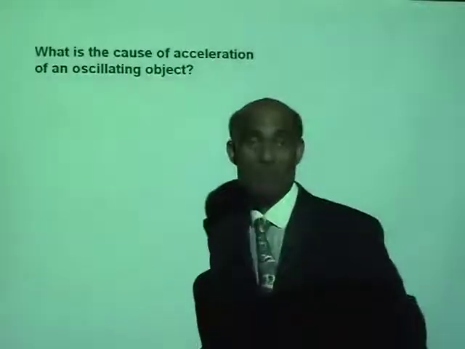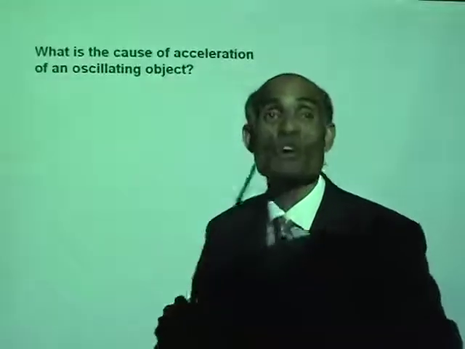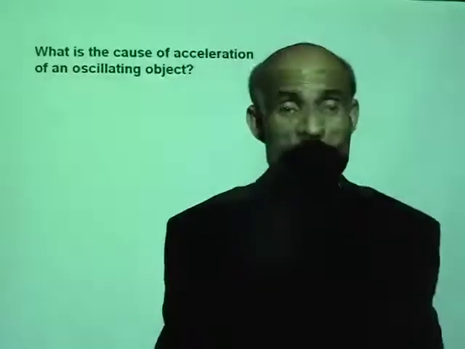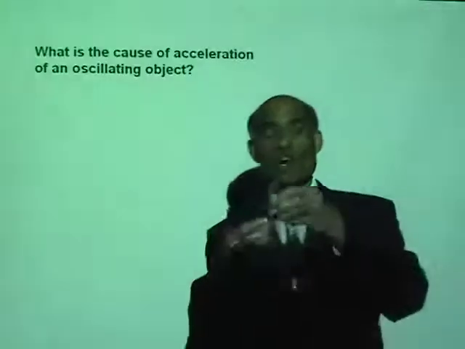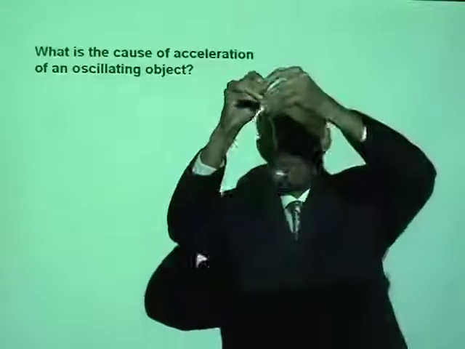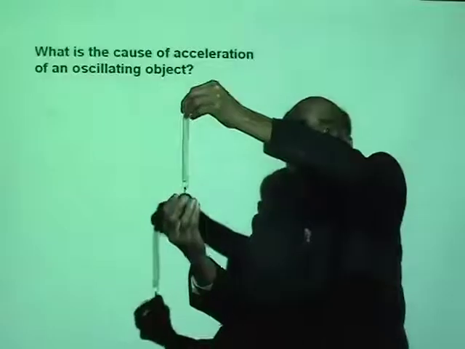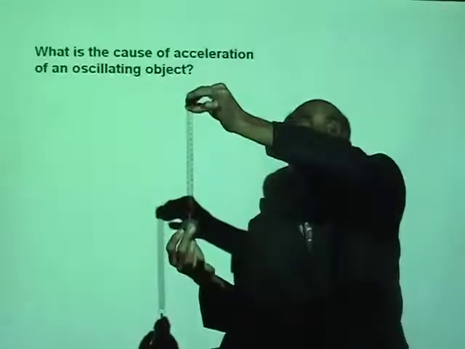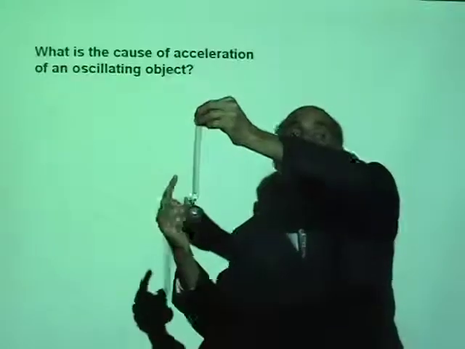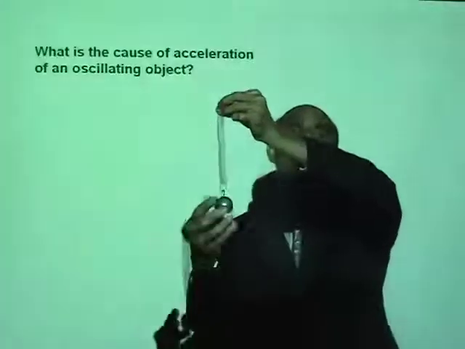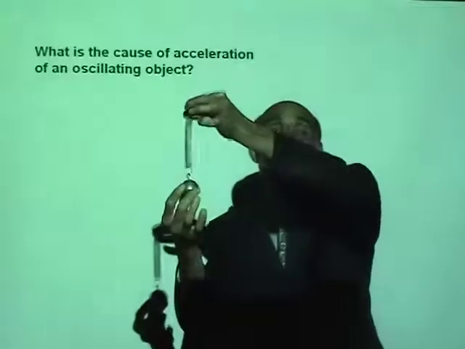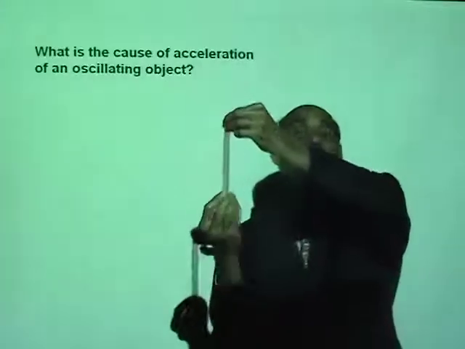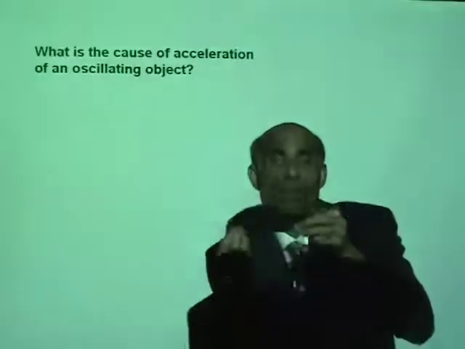Alright, now tell me, what is the cause of acceleration of an oscillating object? I showed you this. What is the cause of acceleration? When the spring is pulled down, you can see the spring now has potential energy. The spring is now pulling the object back. Now, the force applied by the spring to get its original position back is called the restoring force.